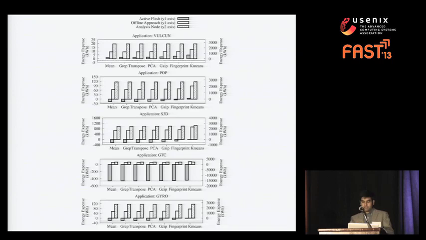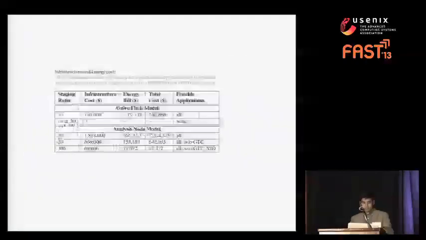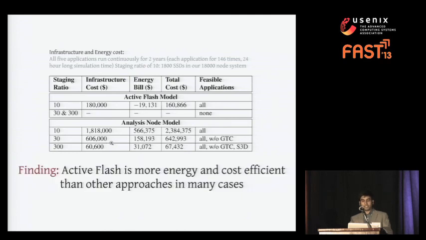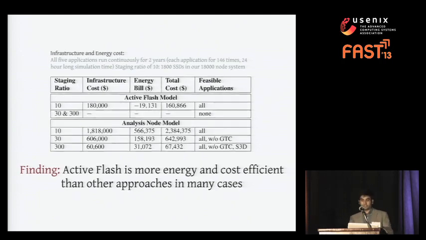There are other applications, they have a similar trend. So finally, the energy cost we do for 5 applications continuously for 2 years. And we can see that the active flash approach actually saves some energy bills and pays some cost of the SSD. And it is feasible for all applications, mostly for a staging ratio of 10, but not at higher. Analysis node is feasible at higher, but has higher cost. So active flash is more energy and cost efficient than other approaches in many cases.